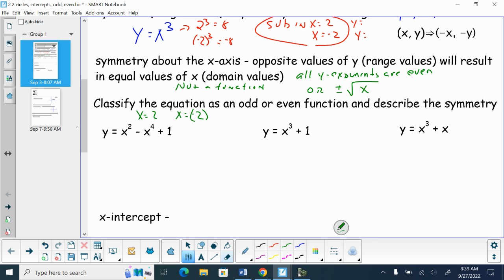And y equals x cubed plus 1, put in 2, put in -2. Y equals x cubed minus x. Put in x equals 2, put in x equals -2. Once again, make sure you quantify the negatives. Okay, you classify them as odd or even, and then determine, do you have symmetry?